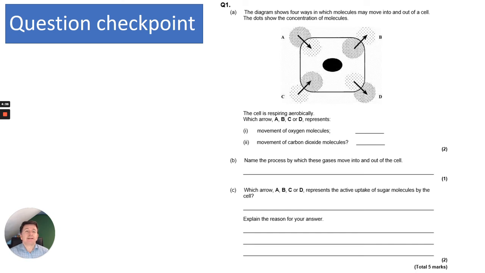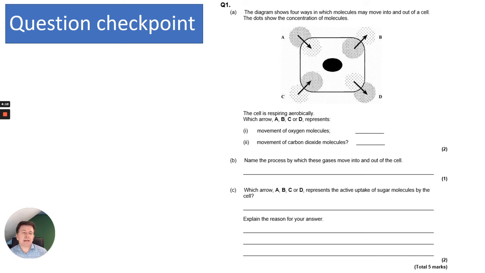And welcome back. So the diagram shows 4 ways in which molecules may move into and out of cells. The dots are showing the concentration of molecules. So they've got the cell is respiring aerobically, so that means with oxygen, and it says which arrow, A, B, C or D, represents the movement of oxygen molecules.